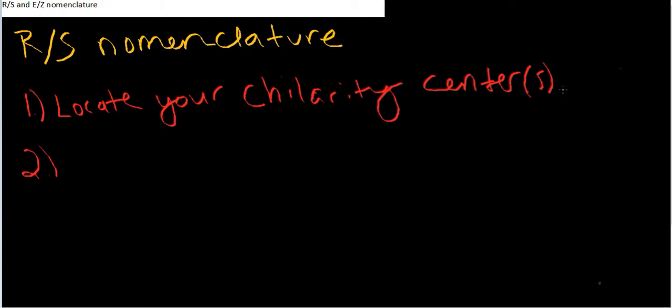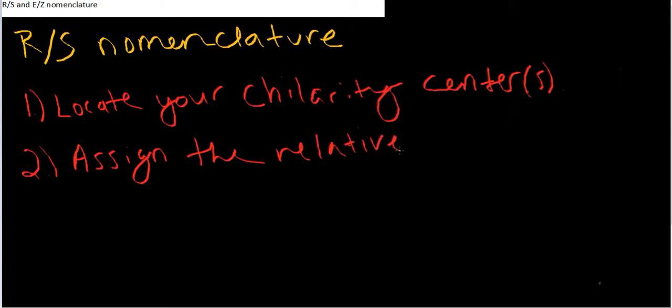The second thing you want to do is assign the relative priority. So what that means is based off of atomic number, you want to number your elements based off of atomic number size, right? So I'll put assign relative priorities. Alright.